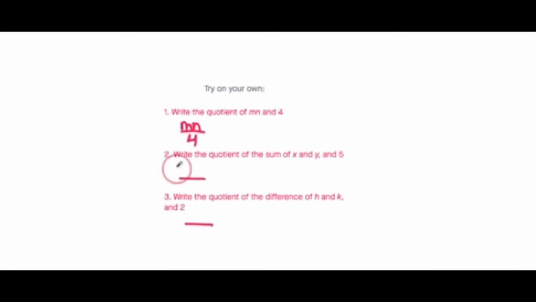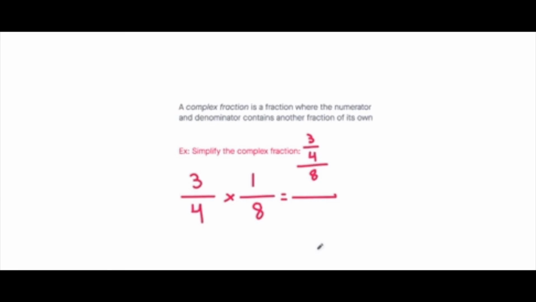So sum means addition, so you would add x and y in the numerator, and then 5 would go by itself in the denominator. So 3 says to write the quotient of the difference of h and k and 2. Difference means subtraction, so we would subtract k from h, and that would be our numerator, and our denominator would be 2. Complex fraction is a fraction where the numerator and denominator contain another fraction of its own.